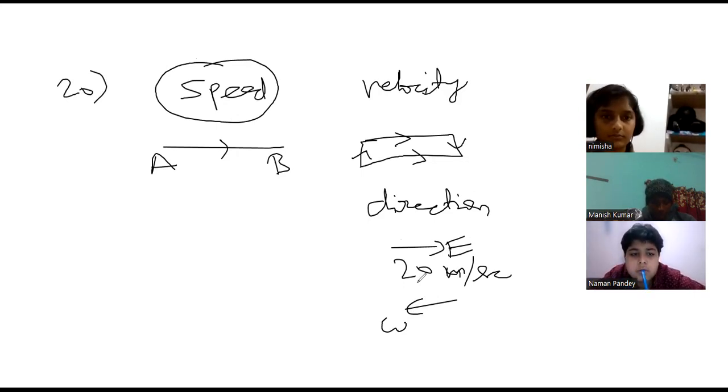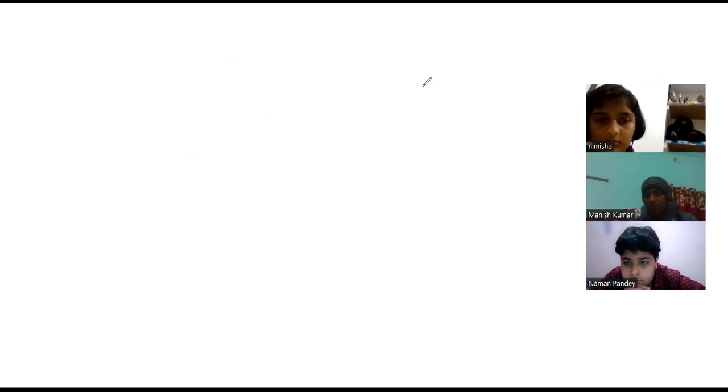So the magnitude of the average speed of an object is equal to its average velocity if it is moving in a definite direction. If it is not changing its direction, then speed and velocity are same, isn't it? So that was the only question asked. Okay. Now I'm clearing this page.